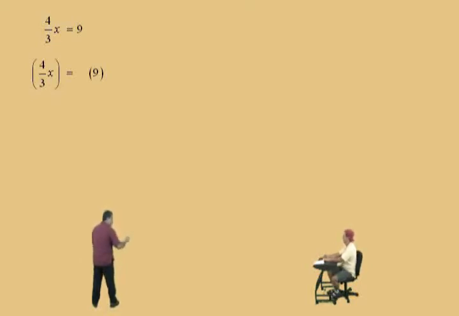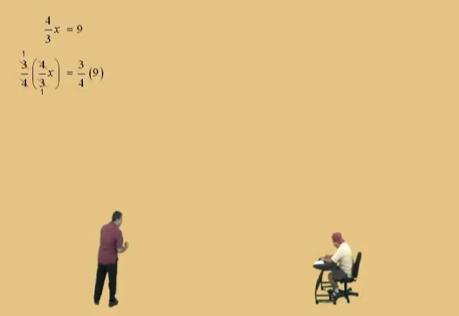Now, Charlie, what's the reciprocal of 4 over 3? 3 over 4. That's 3 over 4, that's right. And remember, when you multiply those reciprocals together, the 3 and the 3's will cancel, giving you 1's, and the 4 over 4 will cancel, giving you the 1's. And there you have your 1x on the left-hand side. Now, we have to multiply the 3/4 by 9.